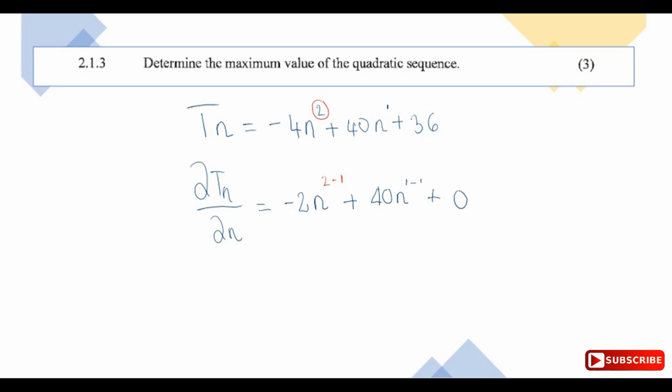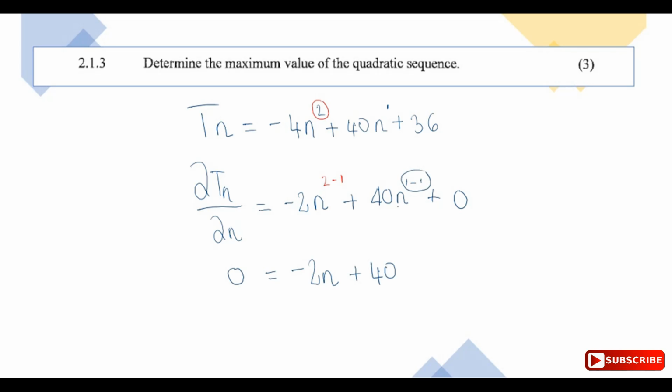Okay, so I'm just going to rewrite this out. So it's going to be minus 2n. 2 minus 1 is 1, so I'm just going to leave that there because we know that we've got an invisible 1 there. Plus 40. 1 minus 1 is equal to 0, and anything to the power of 0 is 1. That's why this n falls away. And this is what we will have then, and that is equal to 0.